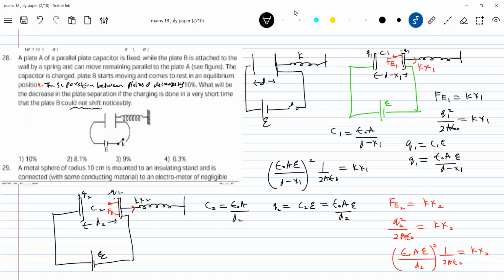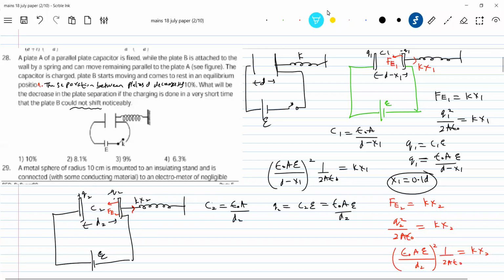Okay, now this x1, shall I write 0.1d? Okay, this one. So x1 should be 0.1d. Decreases by 10% means 0.1d. So x1 value we know. x1 equal to 0.1d. So there's a condition. So substituting here.